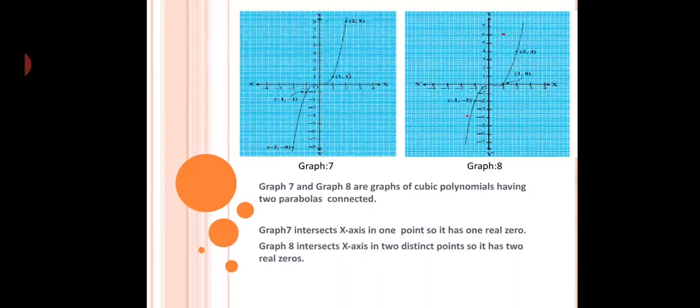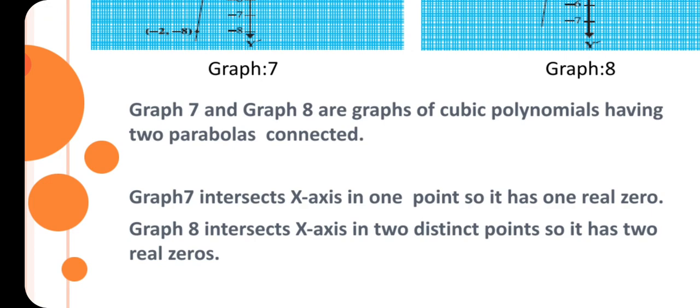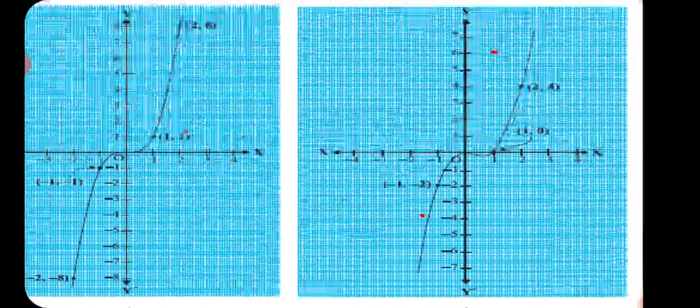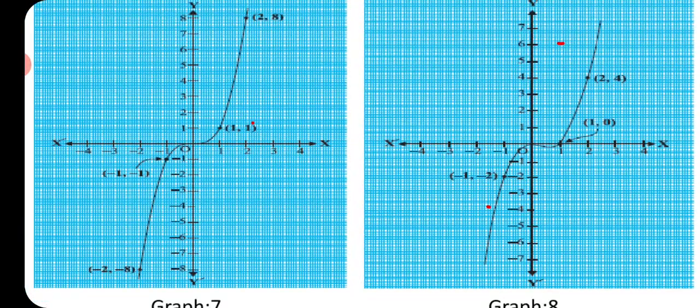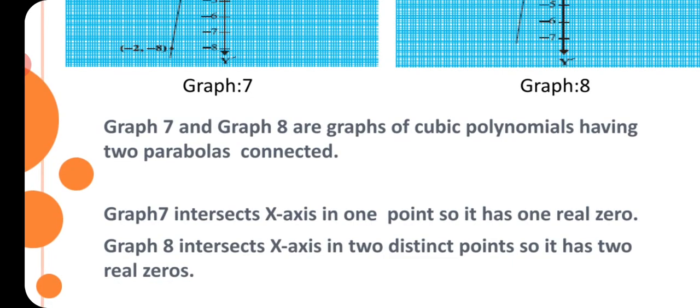So graph 7 and graph 8 are graphs of cubic polynomials having two parabolas connected. Graph 7 intersects the x-axis at one point, so it has one real zero. Graph 8 intersects the x-axis at two distinct points, so it has two real zeros. Get it?